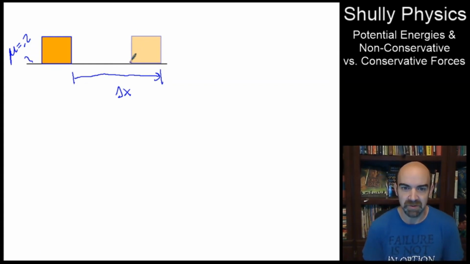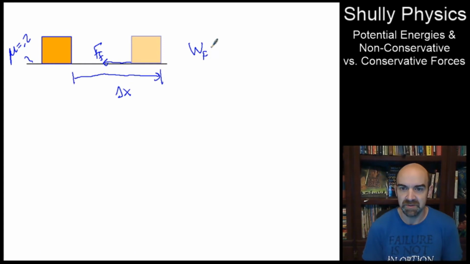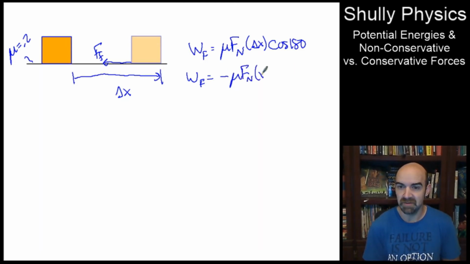And as that works, there's a friction force to the left. So there's a displacement to the right and a friction to the left. So when we find that work due to friction, we're going to have mu times normal force times the displacement. And then the angle between them is 180 degrees, cosine 180. So we find that the work due to friction is a negative mu times normal force times that displacement.